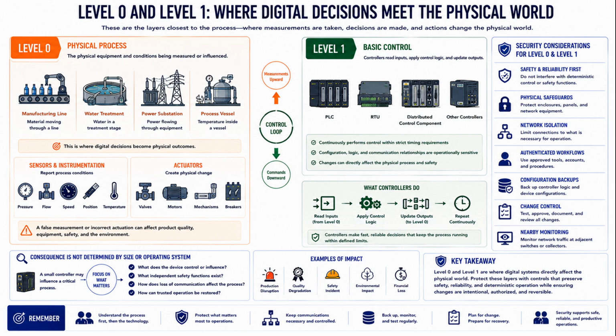Protection often relies on physical safeguards, restricted access, network isolation, authenticated engineering workflows, configuration backups, change control, and monitoring at nearby network points. Level 0 and Level 1 also remind analysts that a device's consequence cannot be inferred from its size or operating system. A small controller may influence a critical process. Risk assessment should identify what the device controls, what independent safety functions exist, how loss of communication affects the process, and how trusted operation can be restored.